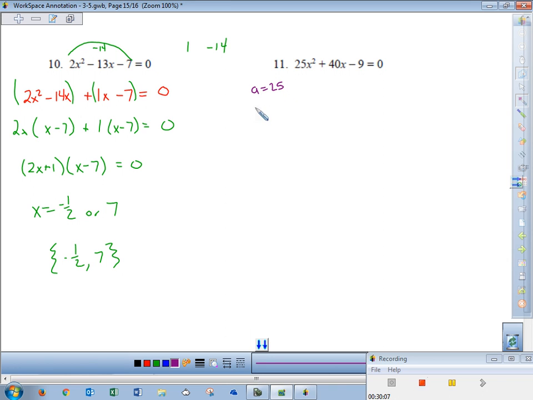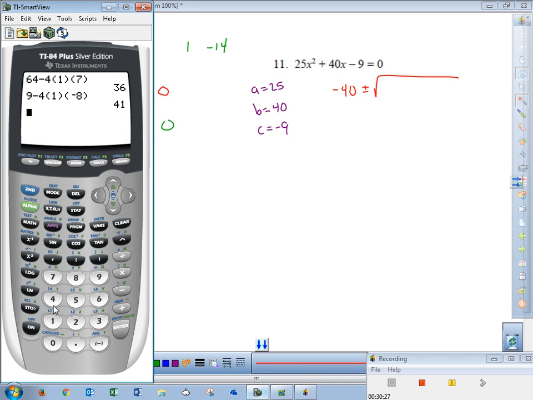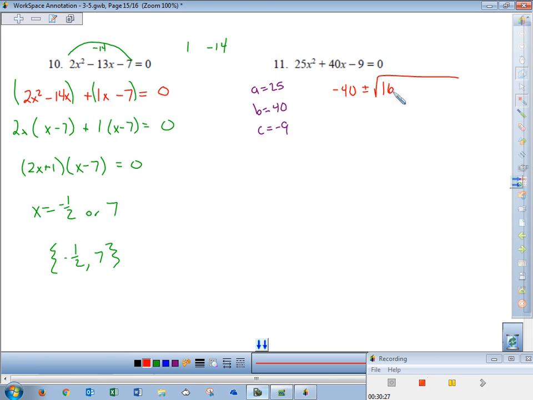So this is a no-doubter in my mind. These numbers are too big to deal with because it would just take too much time to find the two numbers. So we might as well just do the quadratic formula. Negative 40 plus or minus the square root of b squared, so you can punch that in if you're not sure, but 40 squared is 1600, minus 4 times a times c, all over 2 times a, which is 50.